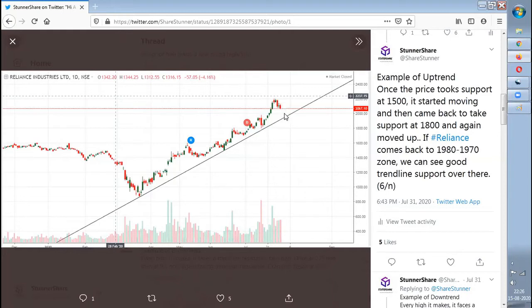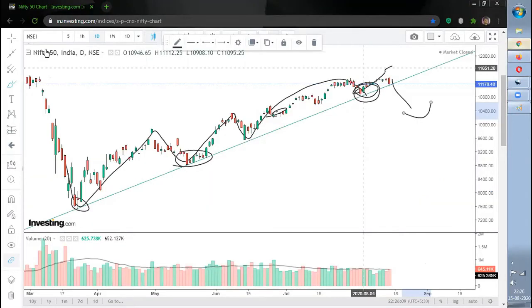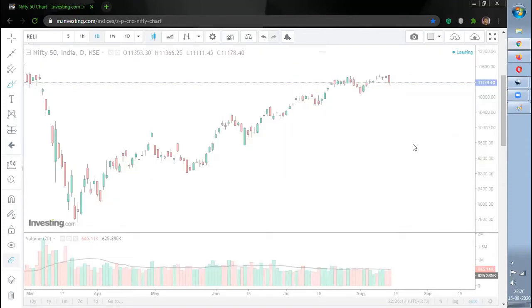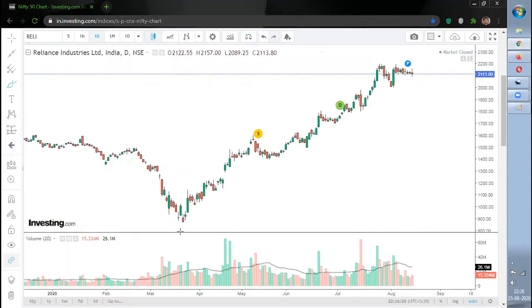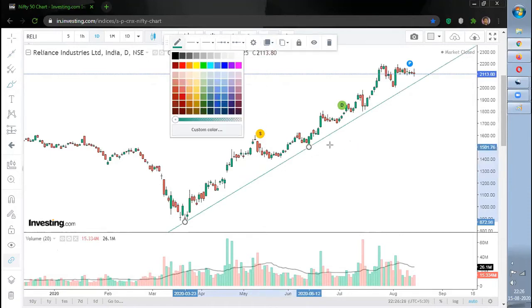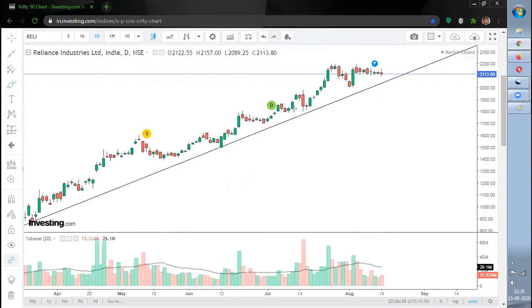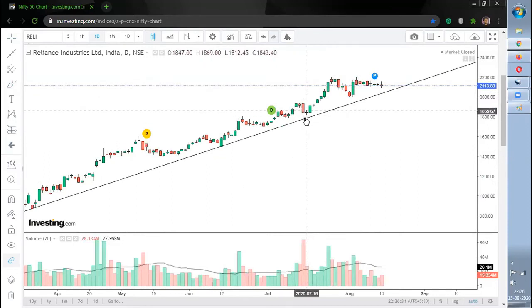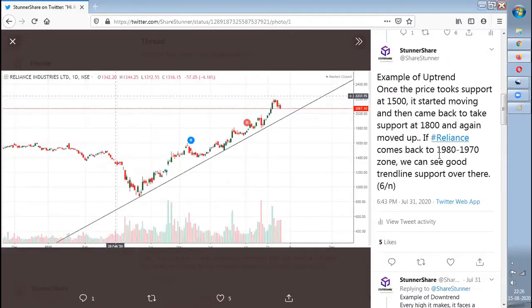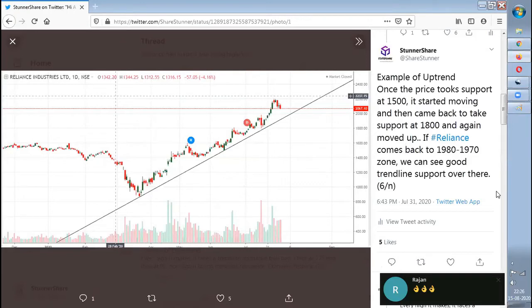Now let's see what has happened to Reliance so that we will get some understanding. This is the Reliance Industries chart. That chart was drawn longer back. So these are the 2 points which I am going to connect. Clear? So if you could see, whenever the price reached this zone, it started taking support. Whenever it neared the trend line, it started taking support. The same way, when the price reached this zone, it started taking support. And that is where I have also told, whenever the Reliance price comes back to the 1980 to 1970 zone, we can see good trend line support over there.